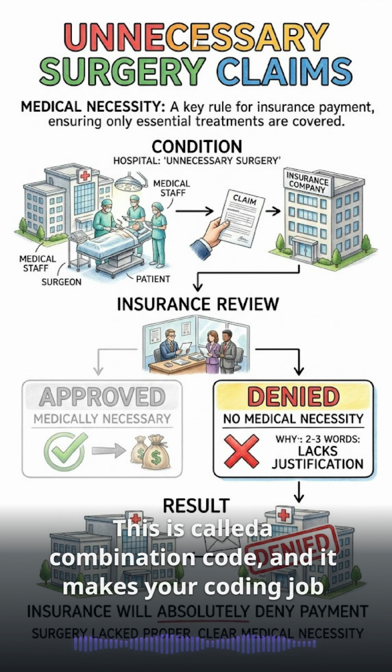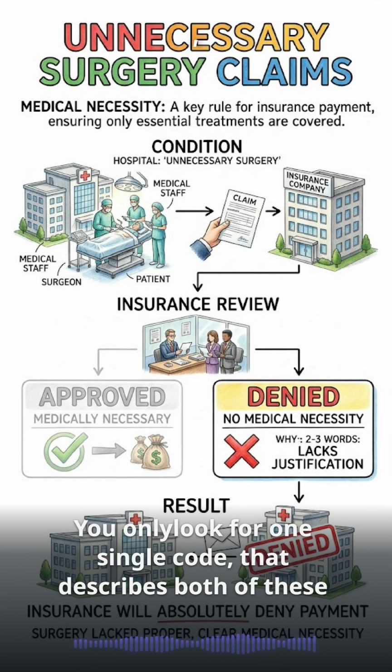This is called a combination code, and it makes your coding job much faster. If the doctor says type 2 diabetes with painful diabetic foot nerve damage, you only look for one single code that describes both of these exact problems.